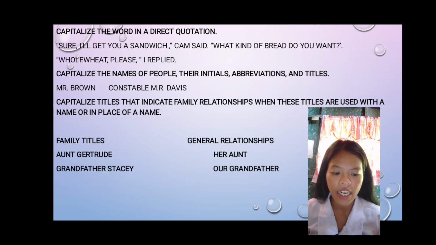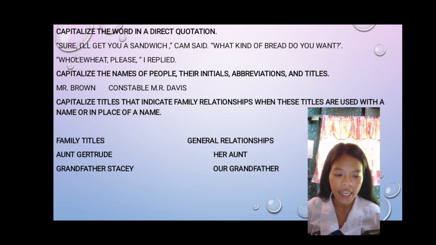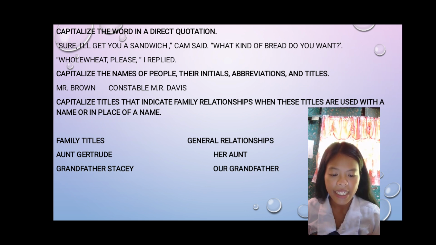Capitalize the word in a direct quotation. "Sure, I'll get you a sandwich," Cam said. "What kind of bread do you want?" "Whole wheat, please," I replied.